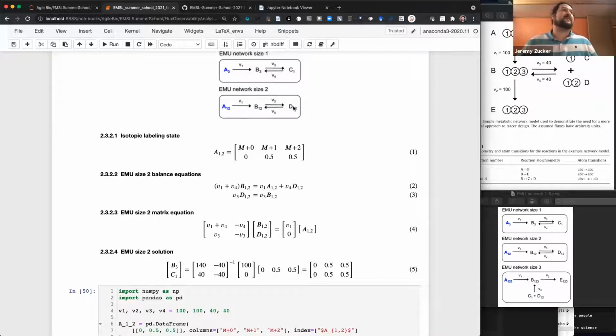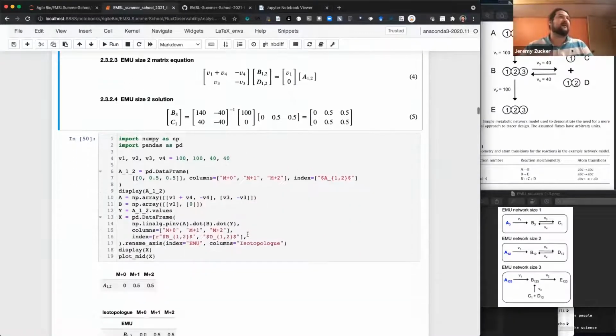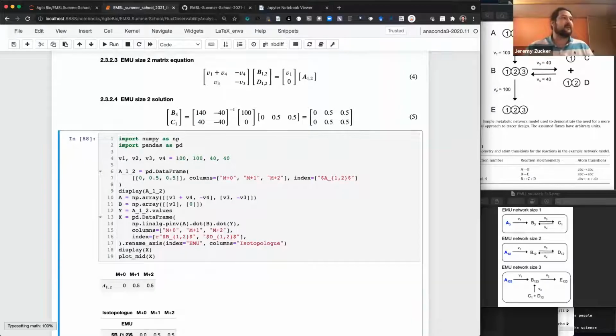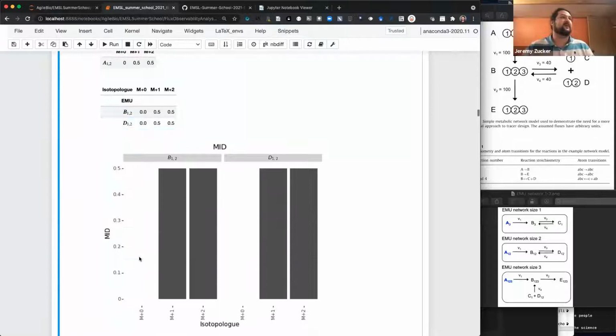And likewise with D12, there's just V3 times D12 on the left side and B12 times V3 on the right side, and these all have to balance. So just rearranging terms so that B12 and D12 are all on the left side, and A12, which we know, is on the right side, we can solve for B12 and D12. Here we have the solution for B12 and D12, and this is what their MIDs look like.